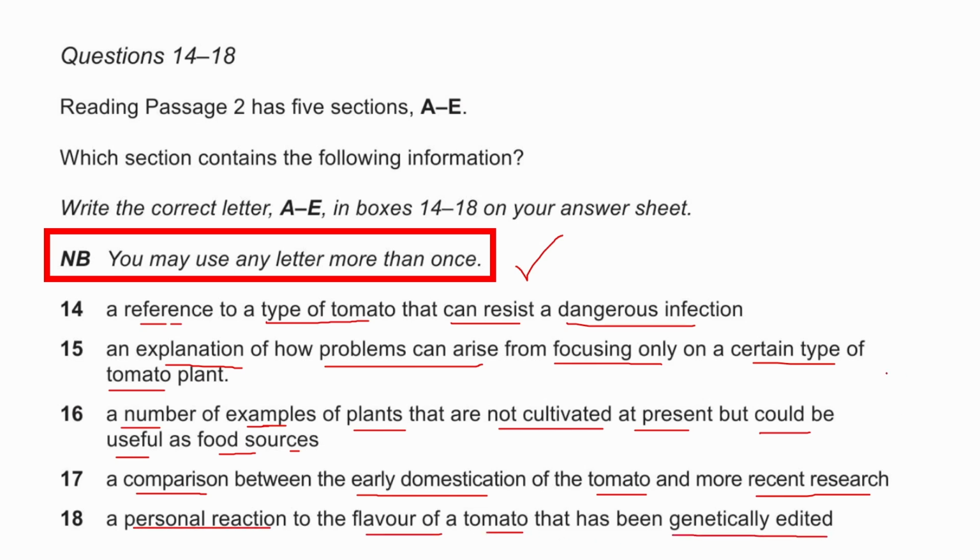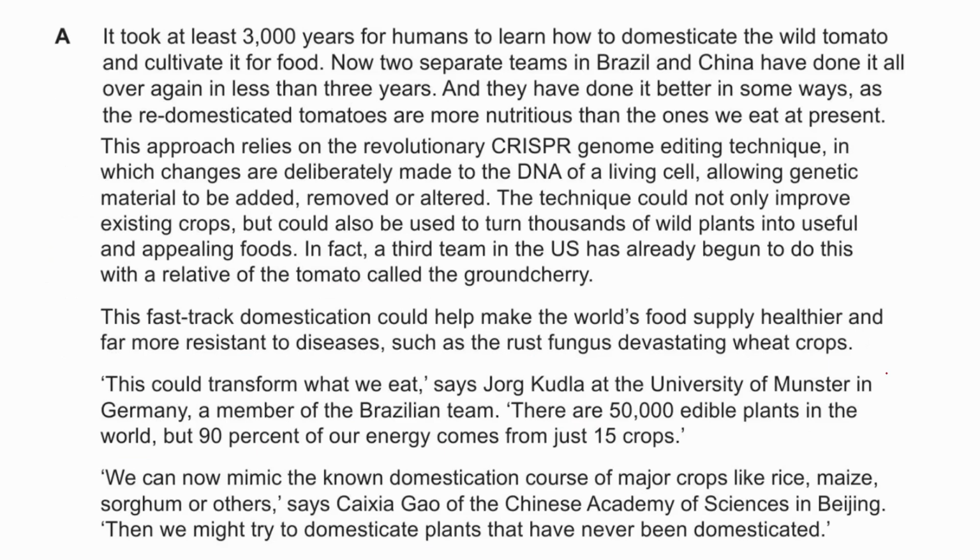Now it's time to skim each paragraph to find the topic. Remember, we're not reading every single word, we just have a quick look to find the topic. So in paragraph A, humans learn how to domesticate wild tomato, cultivated for food, separate teams, do it again, and so on. It's about one approach they use to redomesticate tomatoes actually. This fast track domestication, more information about that, and that's enough.